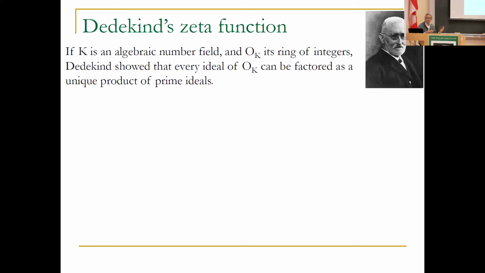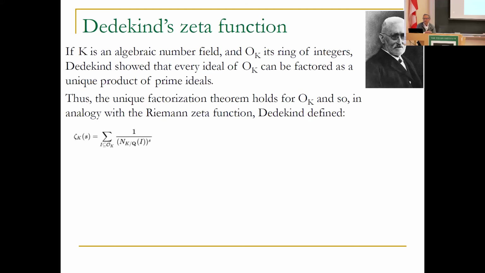If I have an algebraic number field, and O_K is the ring of integers, that is all the elements in that field that satisfy a monic polynomial with integer coefficients, the roots of that, then that forms a ring, and it turns out that every ideal in that ring can be factored as a product of prime ideals. And so this is the unique factorization theorem of natural numbers now in the realm of ideals.